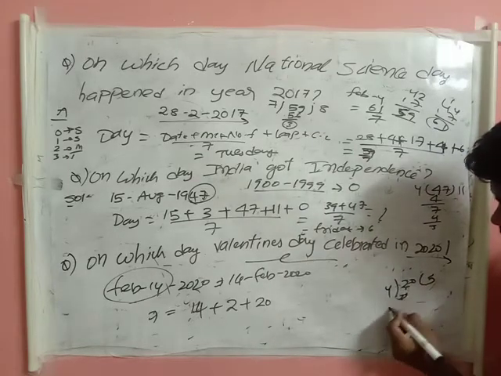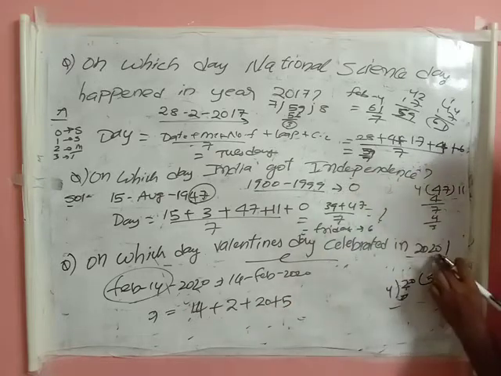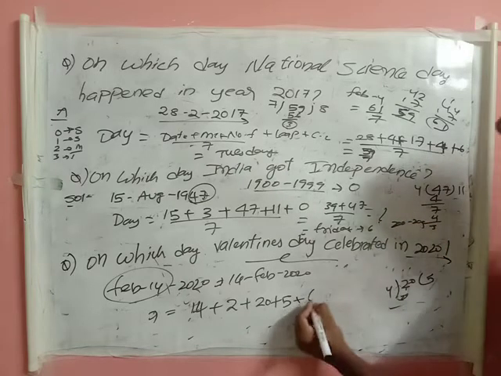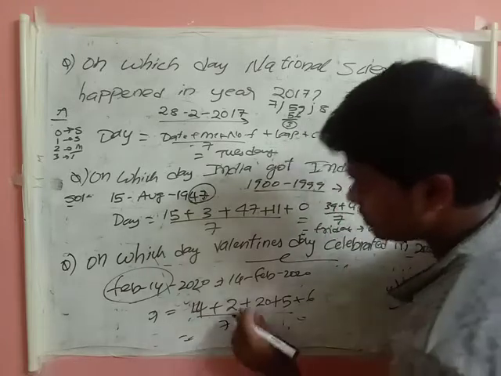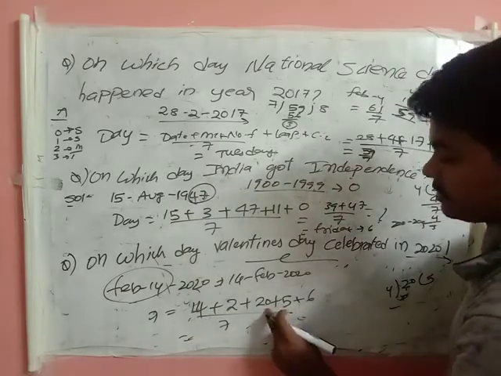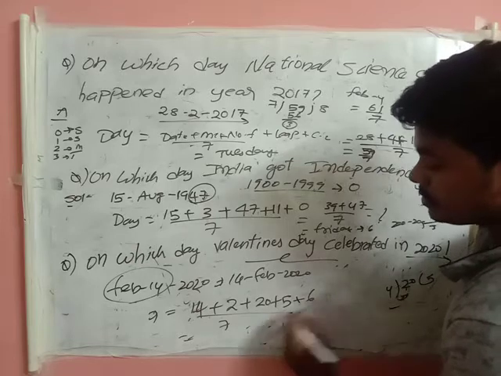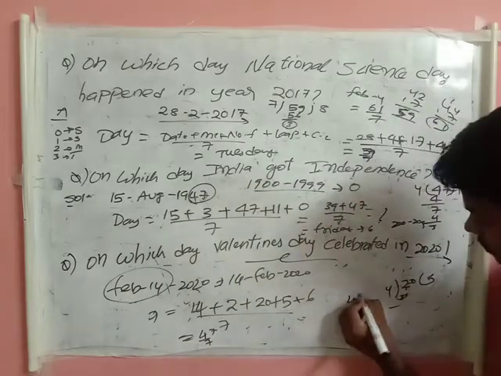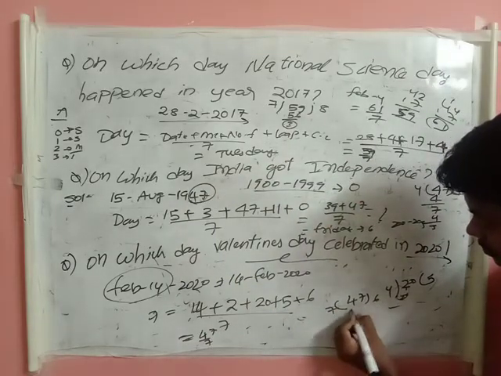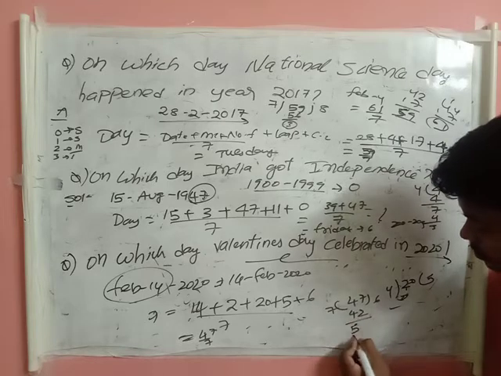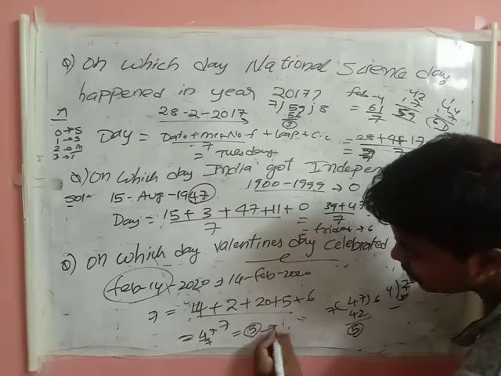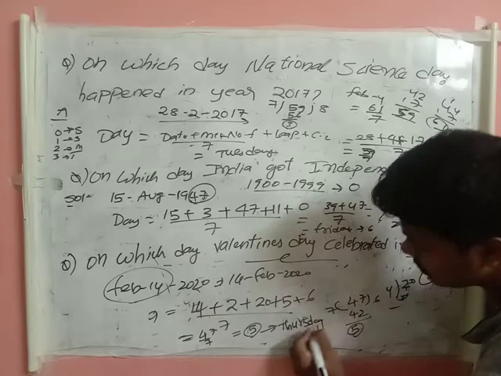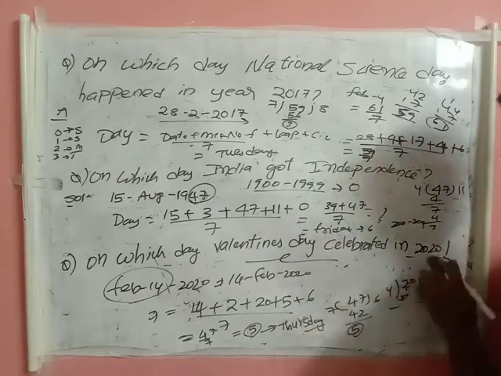4 fives are 20, so 5. Plus what is the code for 2000 to 2099? The code is 6, divided by 7. So 14 plus 6 is 16. 16 plus 20 is 36. 36 plus 5 is 41. 41 plus 6 is 47, so 47 by 7. 7 sixes are 42, 47 minus 42 is 5, so you will be getting 5 as the remainder. What is the code for 5? The code for 5 is Thursday. So we celebrated Valentine's Day on Thursday in 2020.